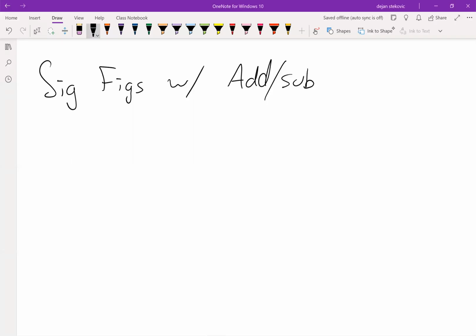All right, let's take a look at sig figs with addition and subtraction. Here, instead of being limited by the number of sig figs that we have, we're going to be limited by the location of our uncertain digit.